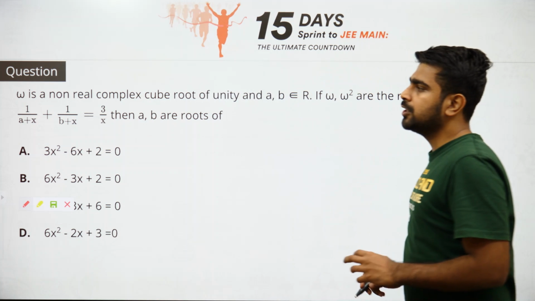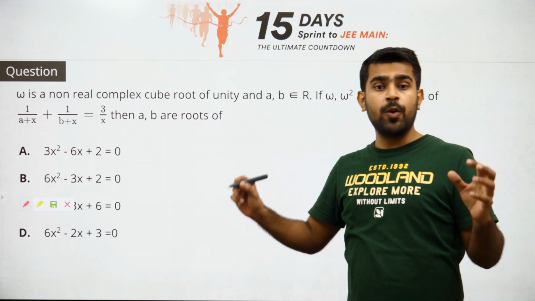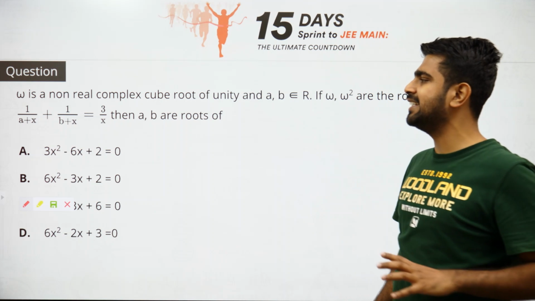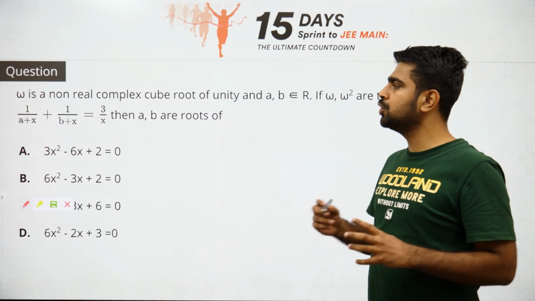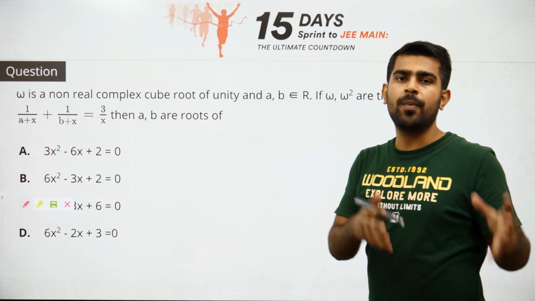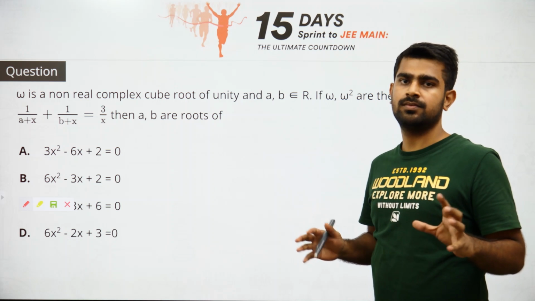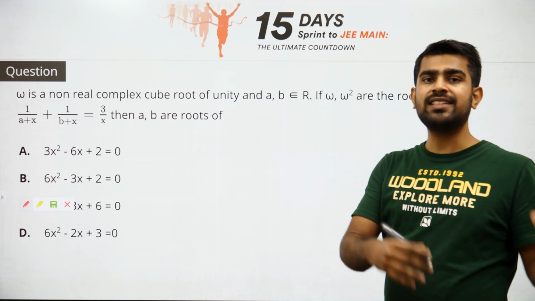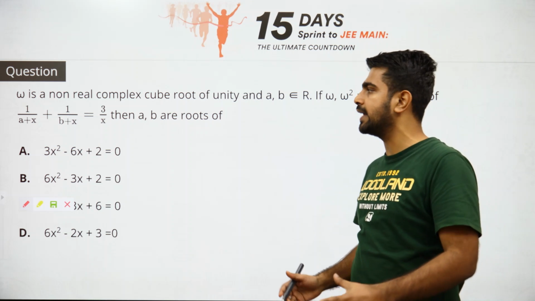So now, what are they given here? They have said omega is a non-real complex cube root of unity. That means what? It is omega and omega square. They are saying it is not 1, but it is the imaginary part, that is omega and omega square.